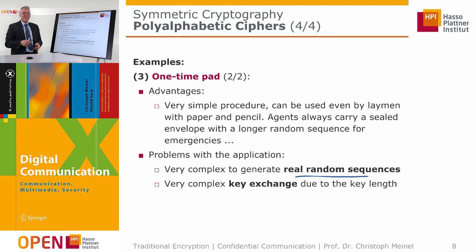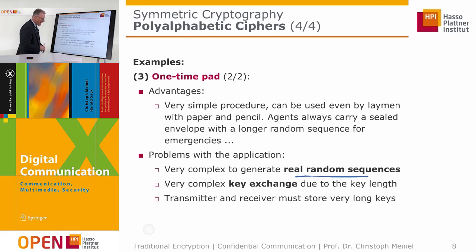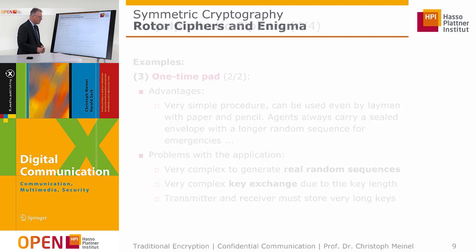By the way, there are ideas to use signals from a satellite which can be received at any place on Earth, and if both partners synchronize their watches, then they can get such a random sequence. So there are many methods. We do not have the time to go into detail, but it is difficult in the sense that transmitter and receiver must store and deal with such very long keys.